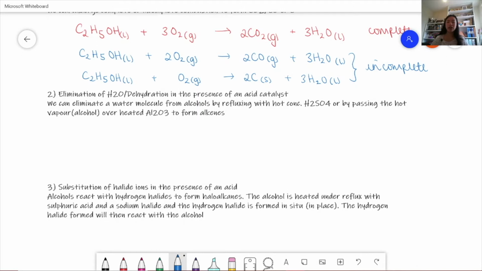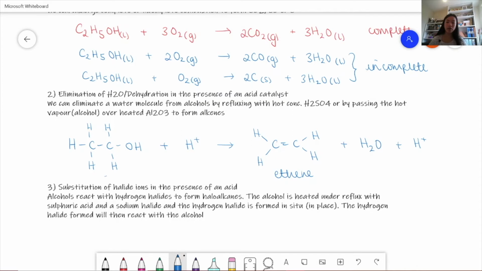So for example, if we looked at ethanol, so ethanol has 2 carbons, and then we have the OH and hydrogens everywhere else. And if we added the acid catalyst, so H+, we're going to form ethene. So we've dehydrated it by taking away the water, and then the water comes out, so this is the leaving group, and then the H+ gets regenerated because it's a catalyst. And so we formed ethene from ethanol.